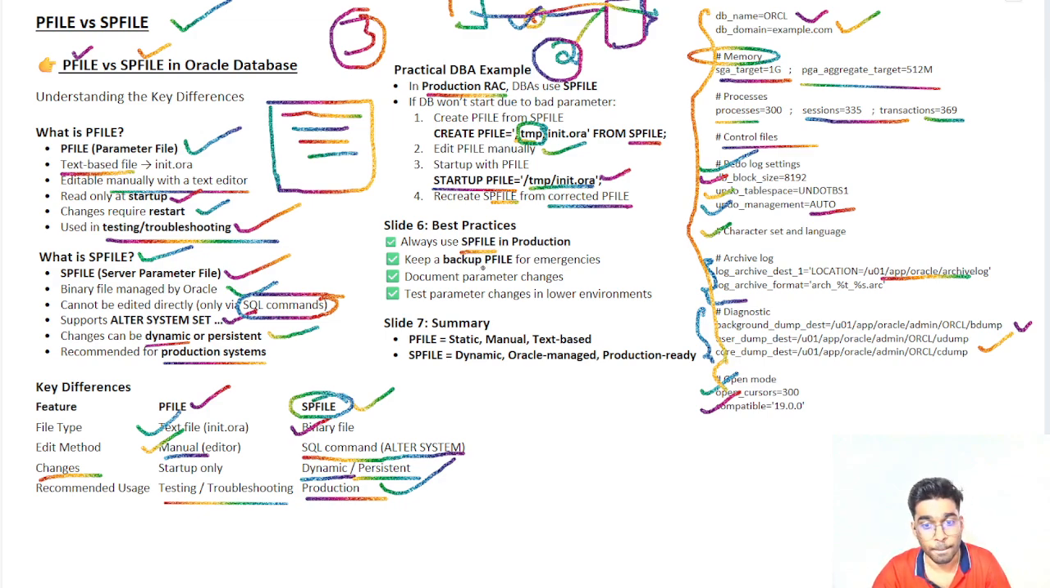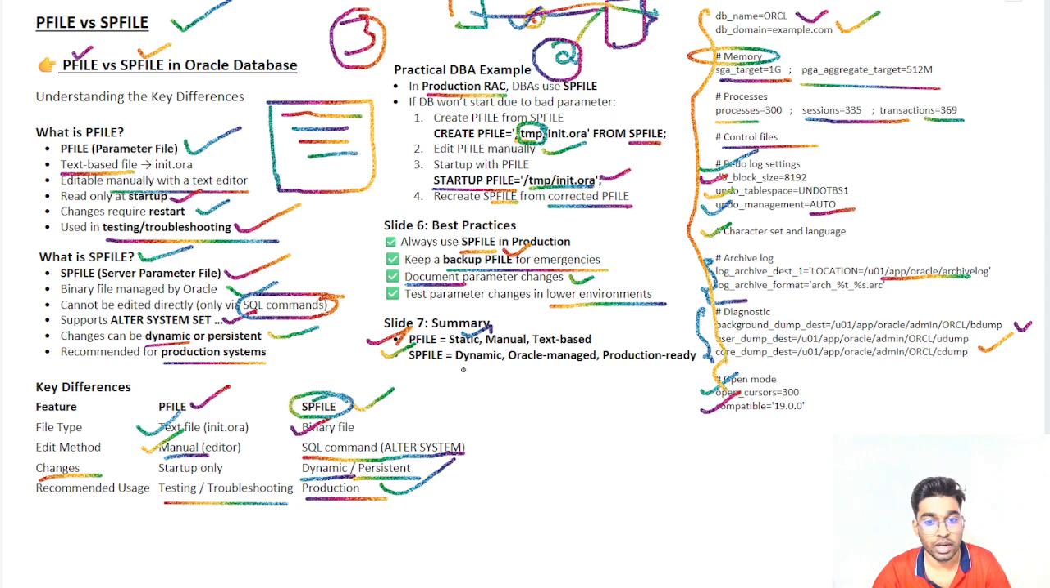Keep PFILEs for emergency. We can keep a PFILE backup. Document parameter changes: whatever modification changes we do need to be documented, and test parameter changes in a lower environment.